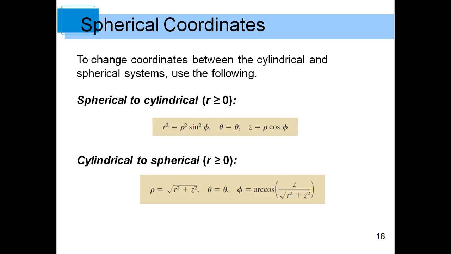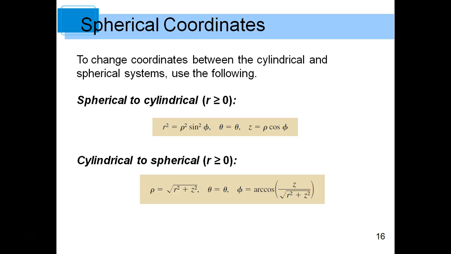I'll have r squared is equal to rho squared sine of phi squared. Theta is theta, so we won't have a swap there if we're going from spherical to cylindrical. And z is going to be rho cos of phi. If I'm going the other way from cylindrical to spherical, I got rho is the square root of r squared plus z squared. Theta is still theta. And my phi is going to be that directional cosine.